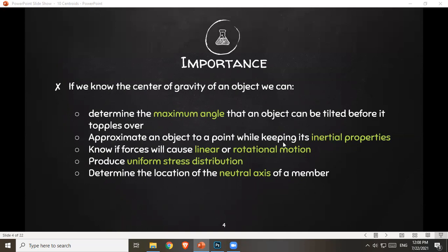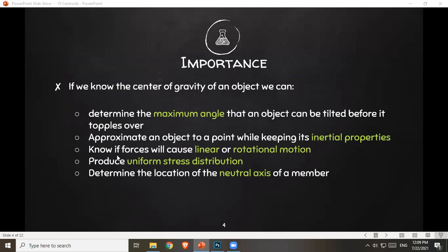Now, this is beneficial because even though you have a body, we can consider it as a point instead, and because of this, we can greatly simplify problems of mechanics in which the motion of an oddly shaped object and other complicated systems need to be described. So instead of solving for an odd shape, we're just solving for a point. So that's another benefit of knowing the center of gravity.